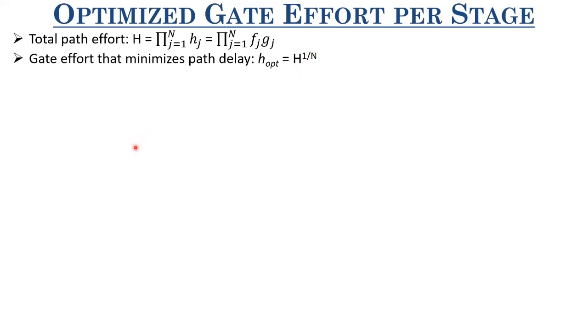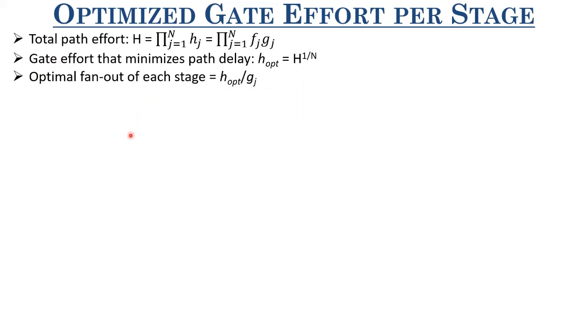Now, how can you find out the optimal fan out of each stage? The optimal fan out of each stage is simply Fj = H opt, so Fj is simply H opt by Gj. Now Gj is something that depends upon the type of gate, right? That logical effort depends upon the type of gate and the number of inputs. So you can easily know this Gj. Once you know the Gj and the H optimal, you can easily find out the optimal fan out of each stage, right?